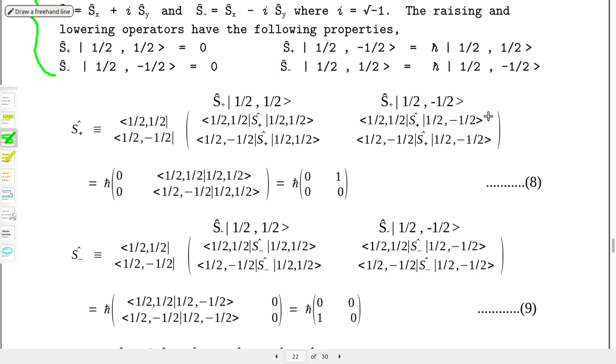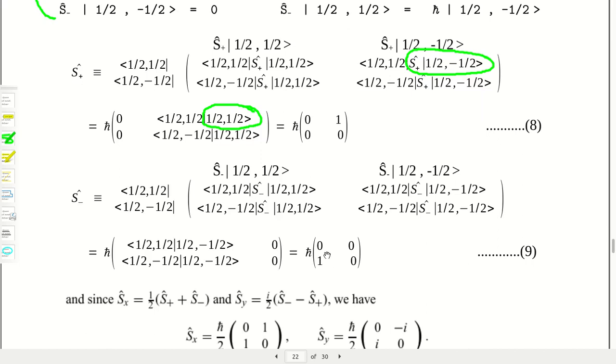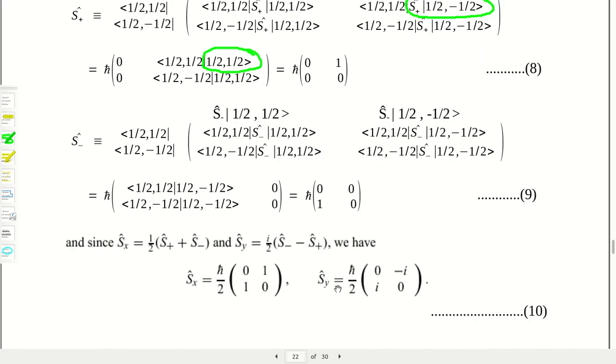So, it is written here, in place of plus half and minus half you have written this ket, and h cut is taken out of the matrix. Similarly, this term is 0, and this term will again be 0 because of the orthonormality condition. This term is 1. So the total matrix is 0 1 0 0, and this is the matrix form of S plus. Similarly, the S minus matrix form will be 0 0 1 0.